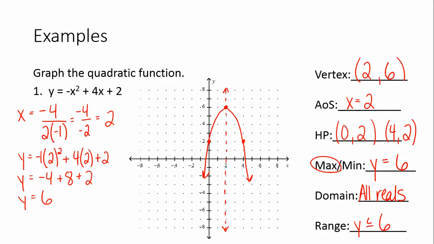So we were able to graph the parabola. We found the vertex, the axis of symmetry, stated whether it was a max or min. We stated the domain and the range, all without making a table of values. Let's look at another example.